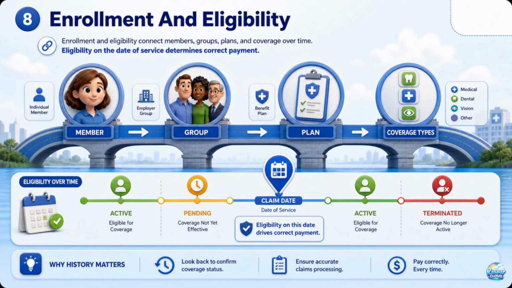Enrollment and eligibility are the bridge between members, groups, plans, and coverage. The enrollment table records when a person joins a plan, which group they belong to, who the subscriber is, where the enrollment came from, and whether it is active, pending, or terminated. Coverage tables define the actual coverage type, such as medical, pharmacy, dental, or vision. Eligibility period tables preserve the history of when a member was eligible for benefits. This is one of the most important areas to model carefully because a claim can only be paid correctly if the payer knows whether the member was eligible on the date of service.